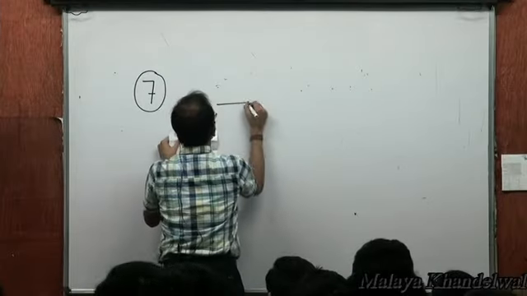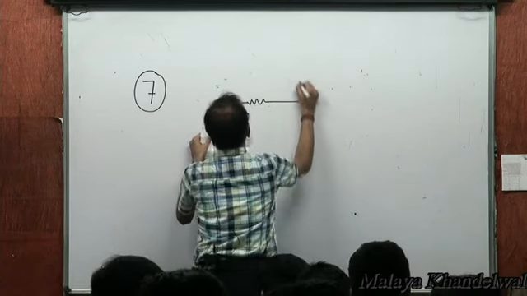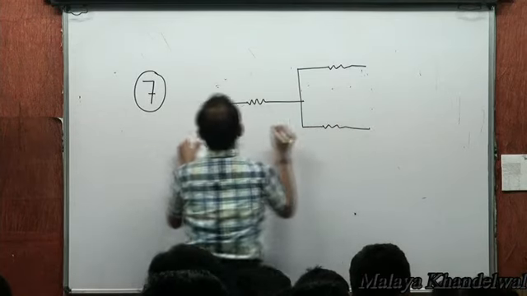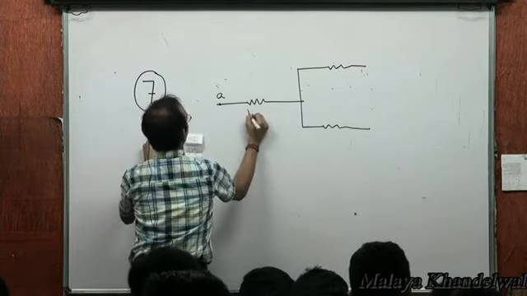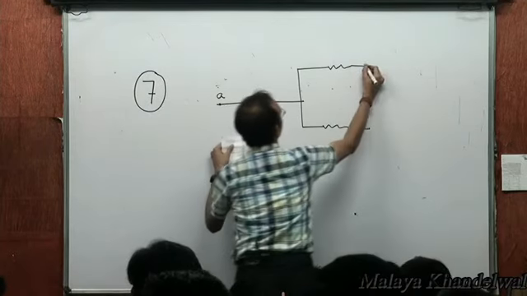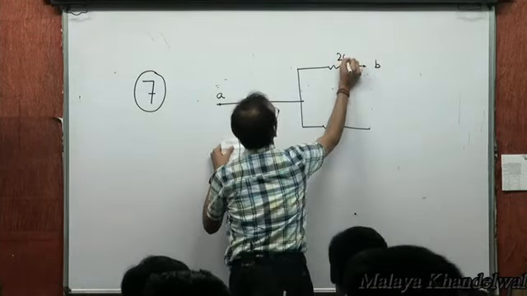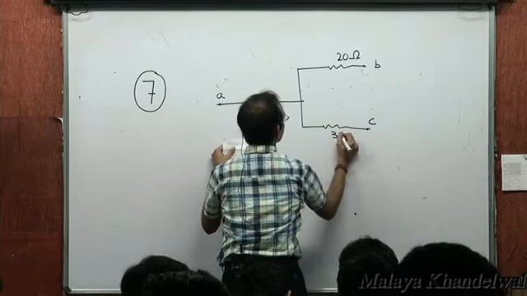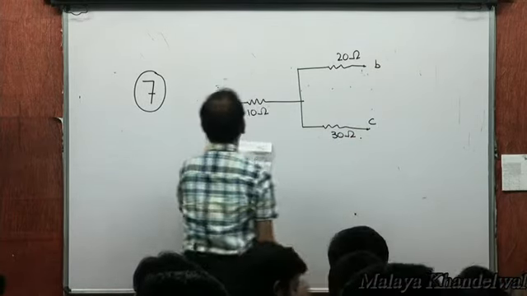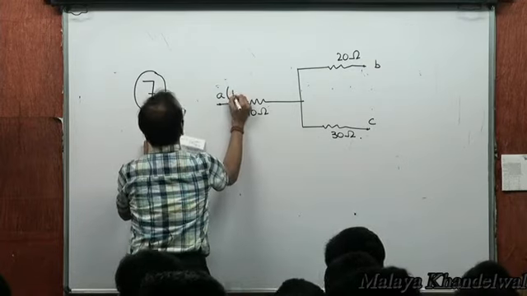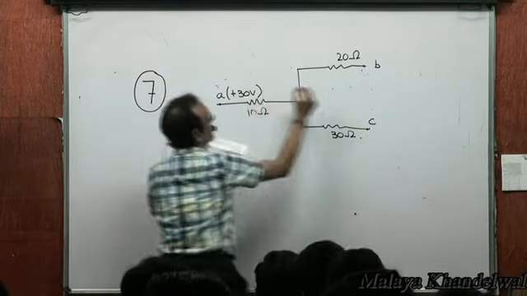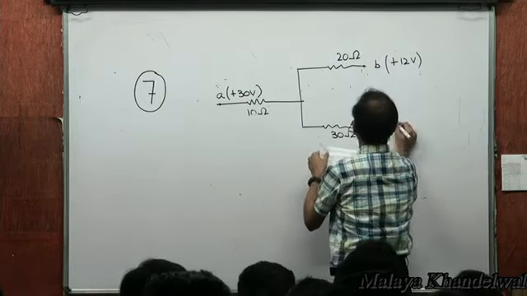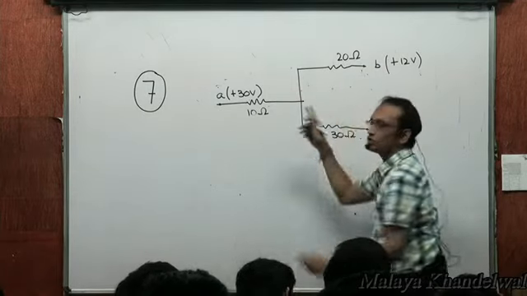So we have part of an electrical circuit given in the problem. Resistors of 10 ohms, 20 ohms, 30 ohms. The potentials at A, B, C are plus 30 volts, plus 12 volts, and plus 2 volts. We want to find the current through the three resistors.